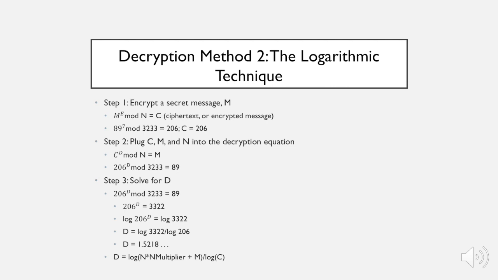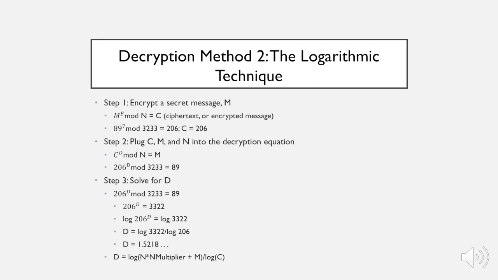The message interceptor, like all others, has access to the public key values of n and e. He can generate a secret integer message m and plug it into the expression m to the e power mod n to attain the ciphertext or encrypted message c. In our example, I've chosen m to be 89, so the ciphertext message c is equal to 206. Then, he can plug in the value of c along with the public key value of n into the expression c to the d power mod n.